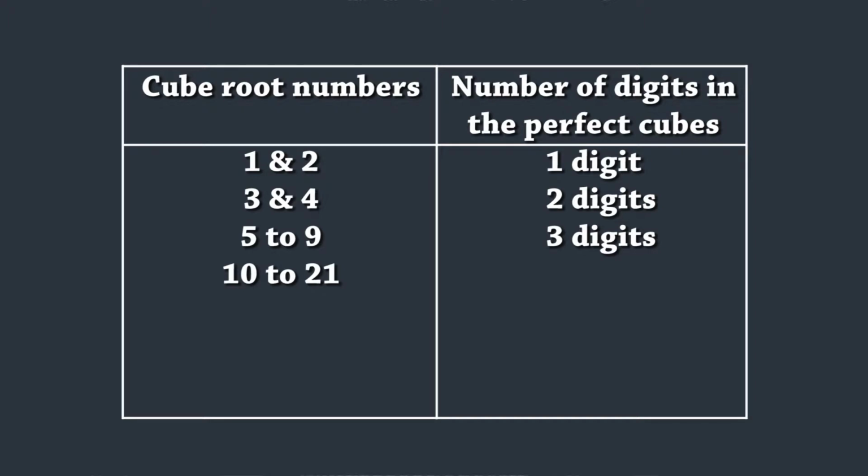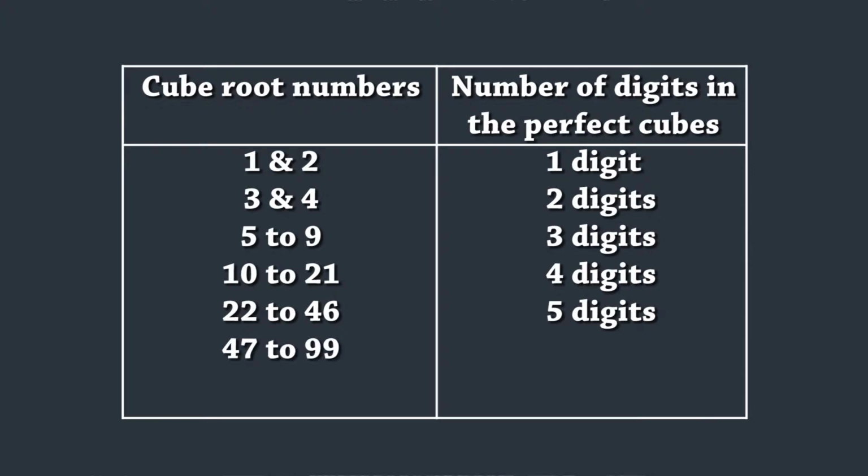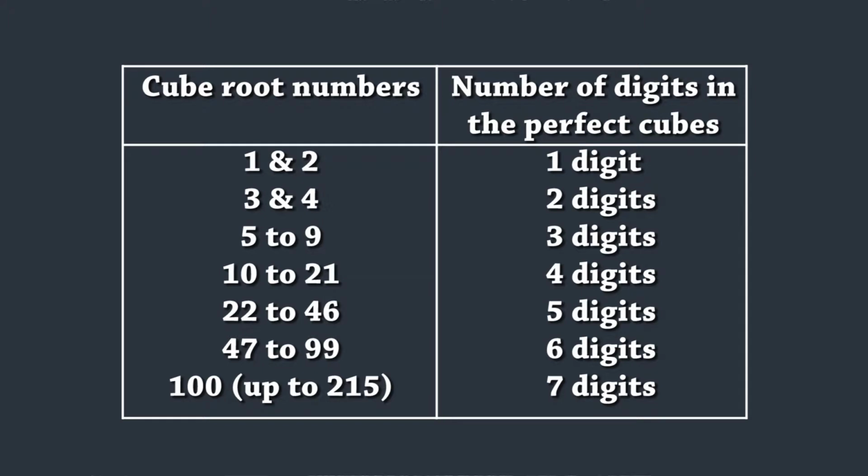10 to 21 contain 4 digits. 22 to 46 contain 5 digits. 47 to 99 contain 6 digits, and 100 up to 215 contain 7 digits.